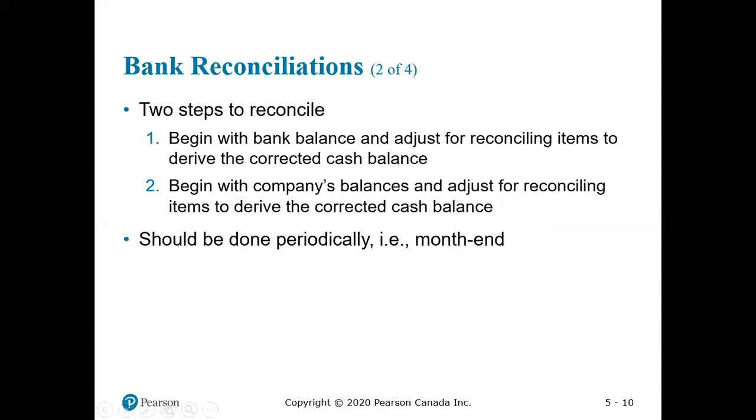So there are 2 steps to reconcile bank balances, and these are stated on page 206 in your textbook. So the first step is to begin with the bank balance per the bank statement, and then adjust for any reconciling items to come up with the corrected cash balance. And the second step is to start with the company's book balance or general ledger balance and adjust for any reconciling items that aren't picked up but that have gone through the bank to get to the corrected cash balance. And bank reconciliations should be done periodically. Typically, they're done every month at month end.